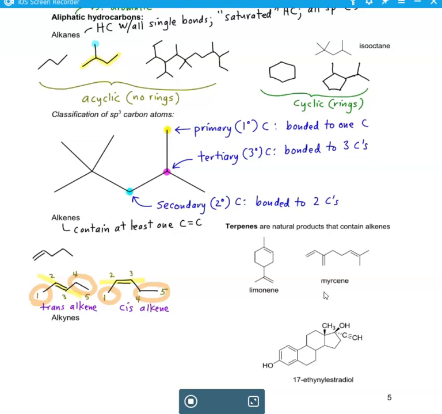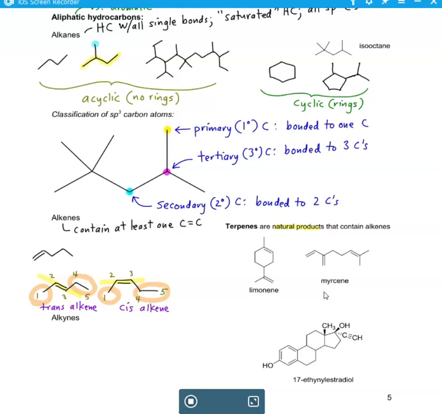Over on the right are some examples of what we call terpenes. Terpenes are natural products that contain alkenes. Now, a natural product is something that's biosynthesized in nature. So it's produced naturally by something like a plant or a sponge or an algae or a fungi or something like that. And a lot of these compounds have properties that enable us to use them for medicines and for other purposes. For example, limonene, which is one of the structures shown here, is the major component of orange oil, and people actually use this as a cleaning product, among other things. So terpenes are natural products that contain alkenes.